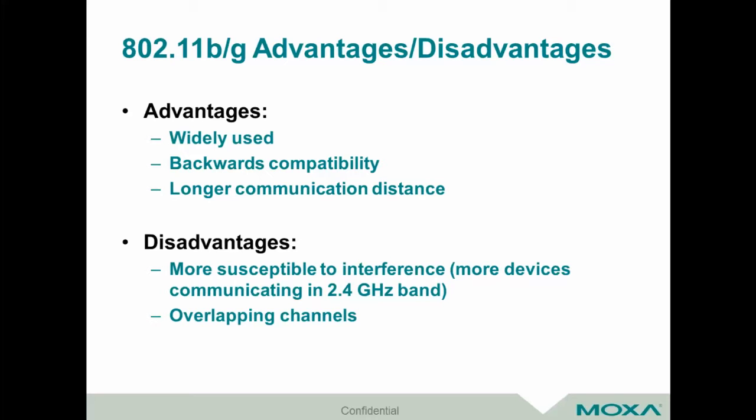Now the disadvantages, as I mentioned, it is very susceptible to interference, not only with the number of devices communicating on the 2.4 gigahertz bands, like I mentioned, personal area networks, cordless phones, other Wi-Fi. There's a reason that these are the most popular wireless standards today. It's because everybody uses them, but that can also be its downfall because of that interference aspect. Also, there are overlapping channels that exist within the 2.4 gigahertz band, meaning if you use two channels that are adjacent to each other, they can actually interfere with each other.